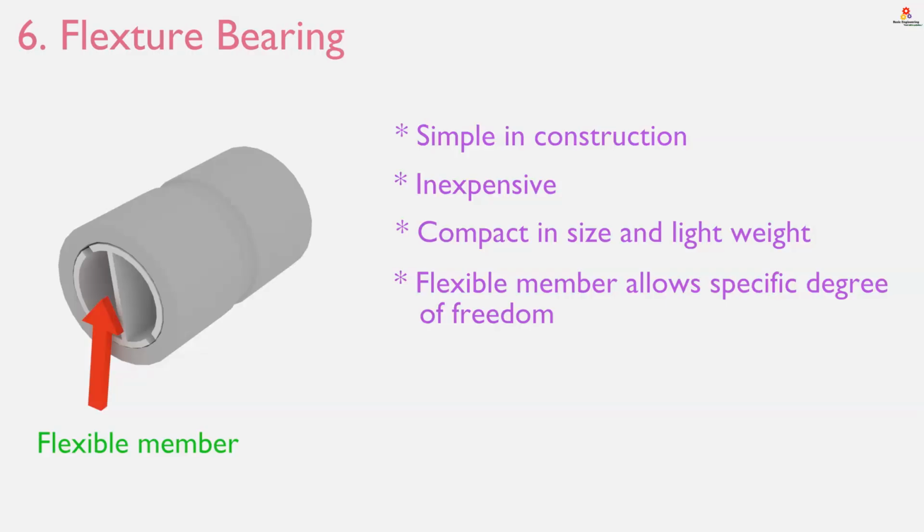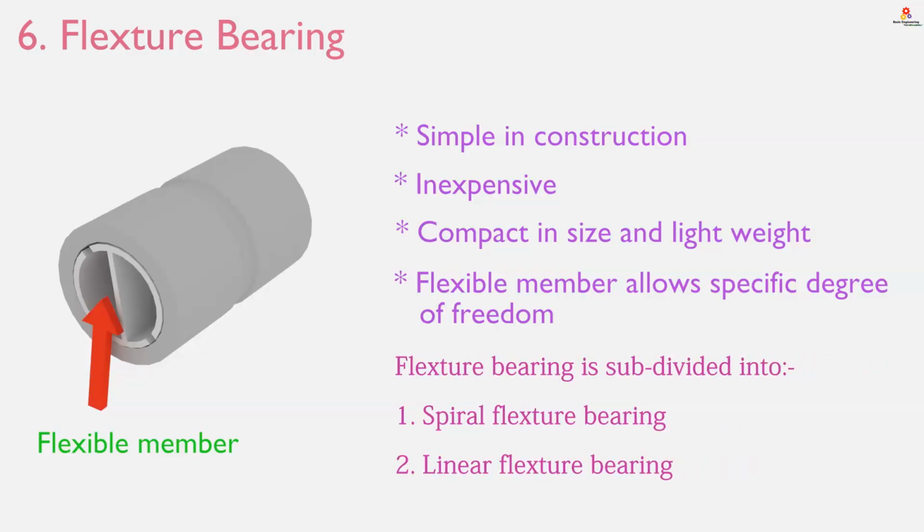Flexure bearing is further divided into two types, of which the first is spiral flexure bearing and the second is linear flexure bearing. This is all about the types of bearings.